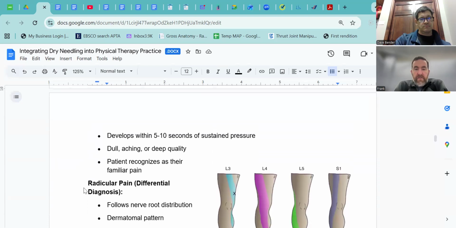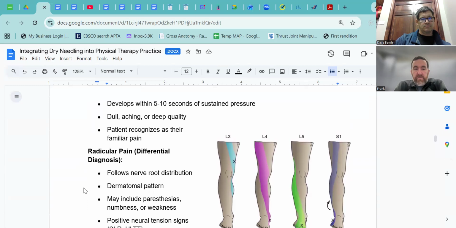So that referred pain, distal to the trigger point, is going to appear after about 5 to 10 seconds of sustained pressure. You go to push on it, and there might be some discomfort locally, but then after a few seconds, 10 seconds or so, you're going to have this more distal pain. It's typically described as dull, aching, or deep in quality, and in this case, it feels like their familiar pain.